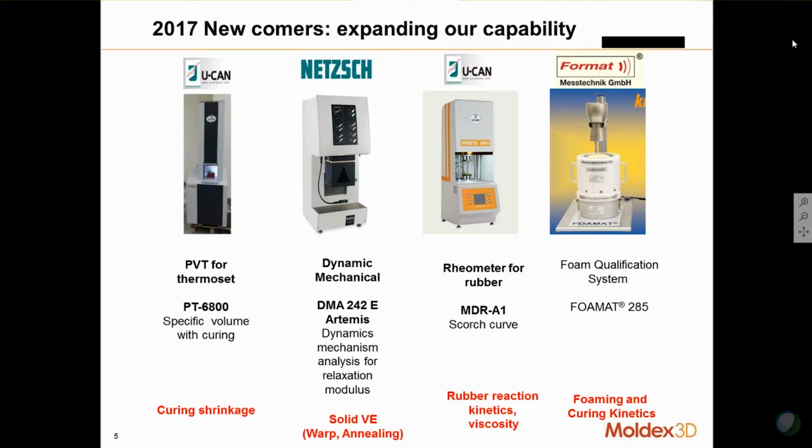And the last instrument we added to our family is the foam qualification system. This will tell you everything about PU foaming material properties. Essentially, it will tell you how fast the material is rising and how long it takes to cure the material. Because this year we just added a new module to our simulation capabilities, this is why we introduced foam to our existing line of instruments. And it's a pretty neat instrument to have.